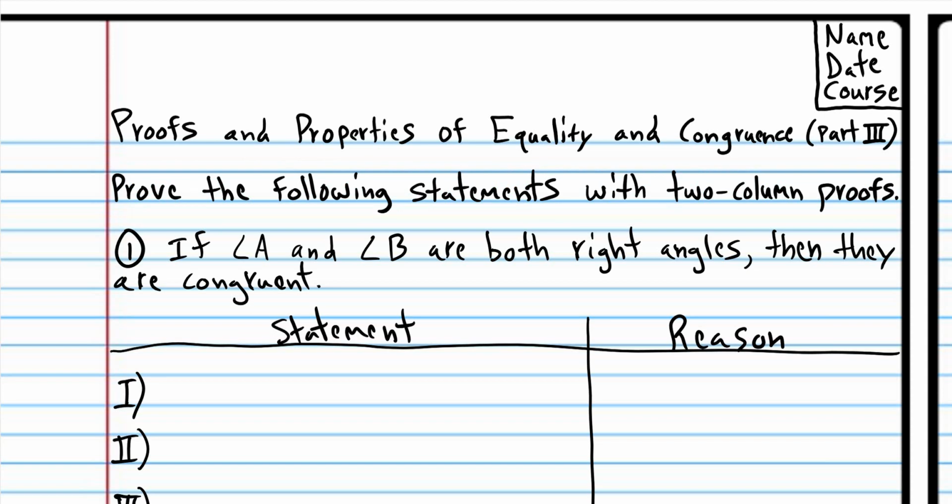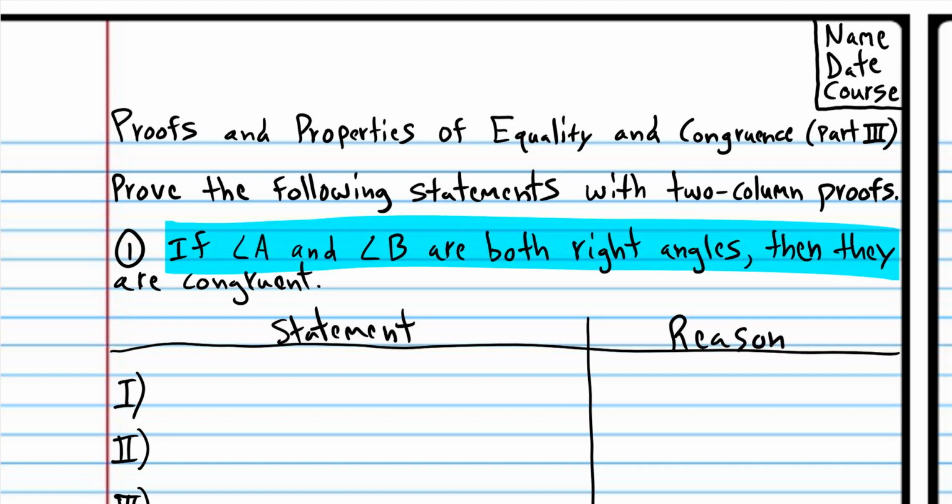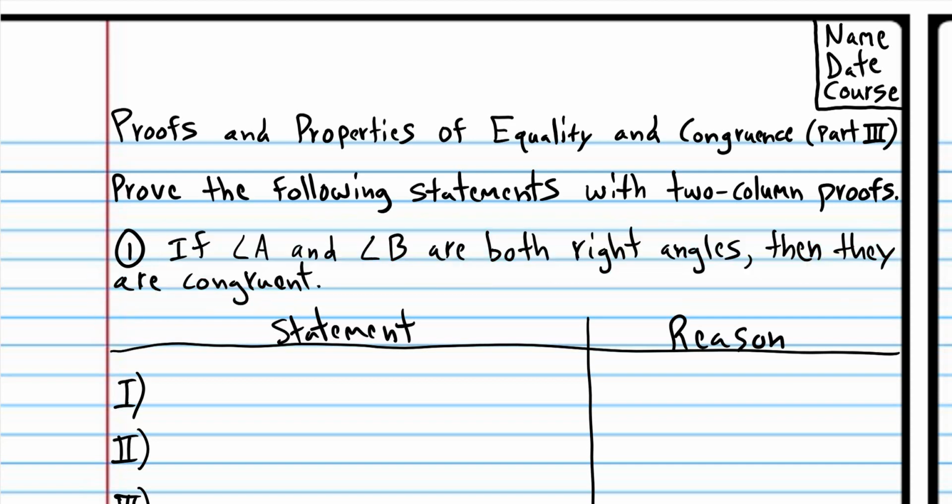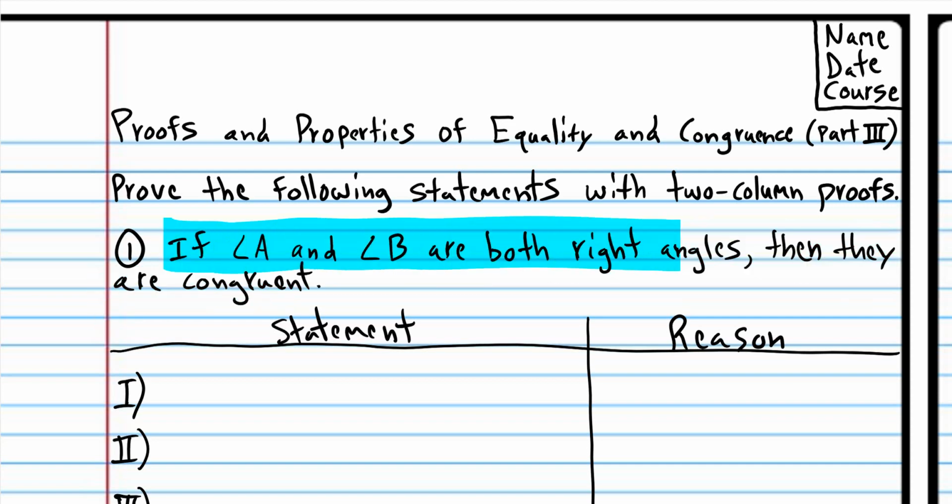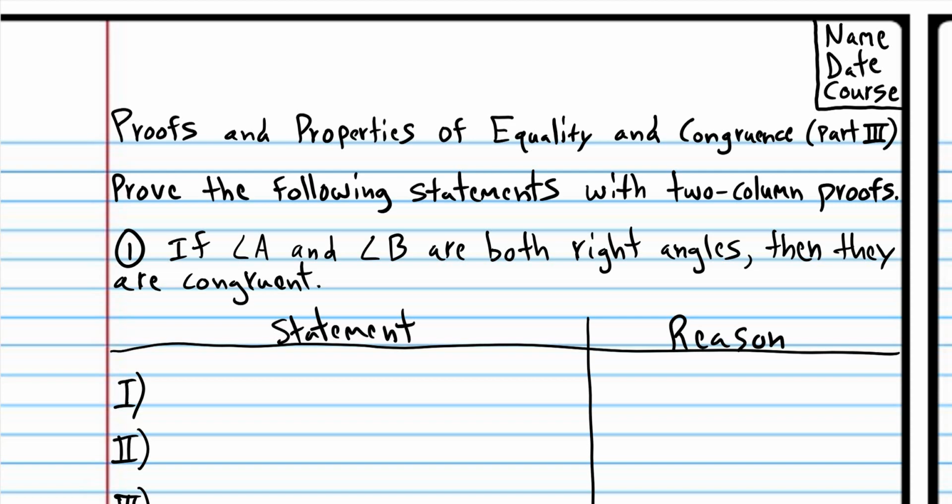And the first statement is what we call the Right Angle Congruence Theorem. That's this statement here. If angle A and angle B are both right angles, then they are congruent. Again, that statement is called the Right Angle Congruence Theorem. So we're going to prove that right now.